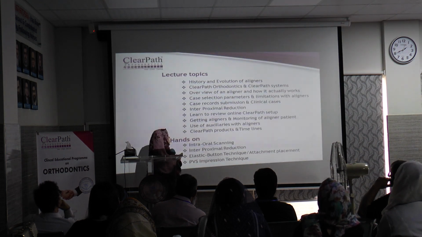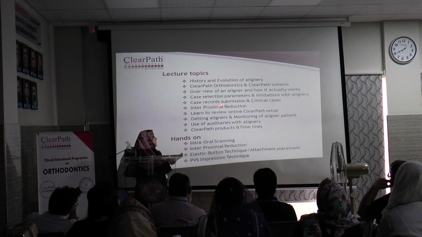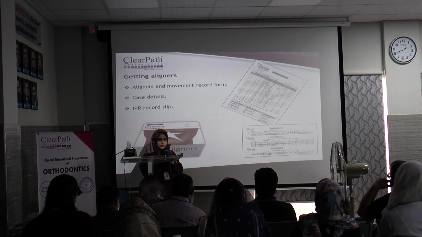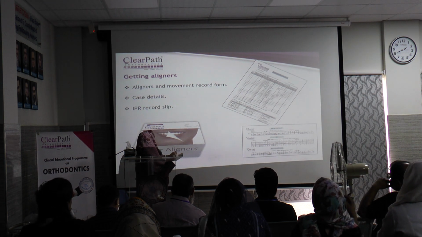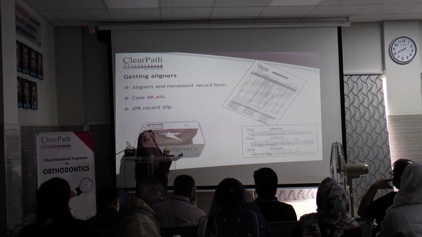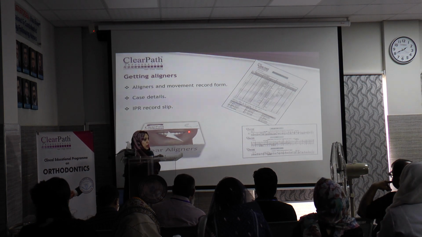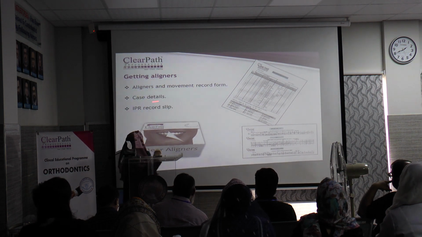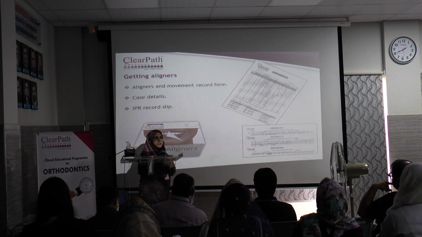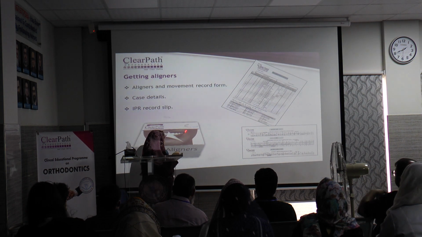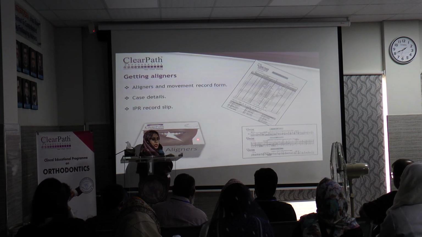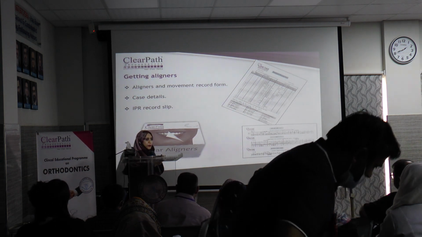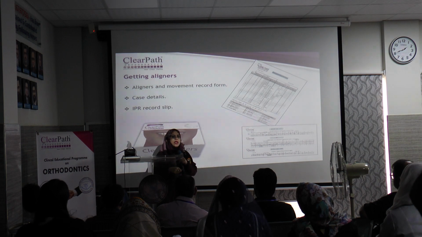Okay. So this next one is aligners and monitoring of the aligner patients. Now once it's manufactured, it will be shipped to you. We have received the record form. Okay, when this box is being shipped to you, you will receive these things: aligners and the movement record form, the case details and the IPR record slip I just discussed. Okay, and you get this box with the aligners, all set of trays. Okay, there's a retention or storage box, and there is also the guidebook, a small booklet, which gives you the instructions that the patient has to follow.